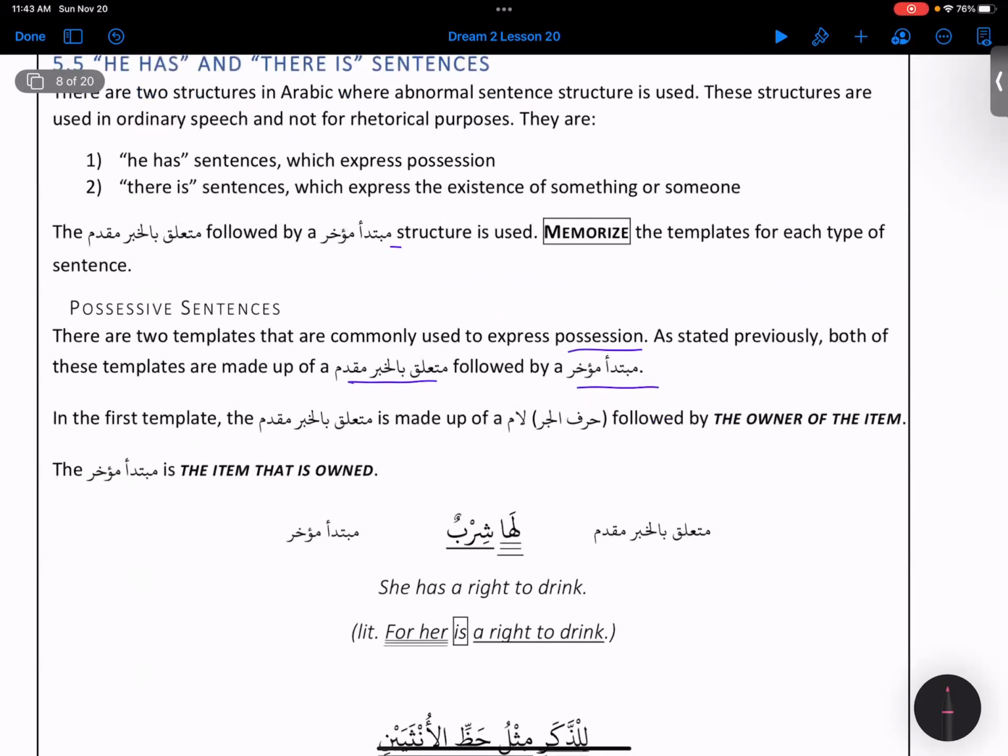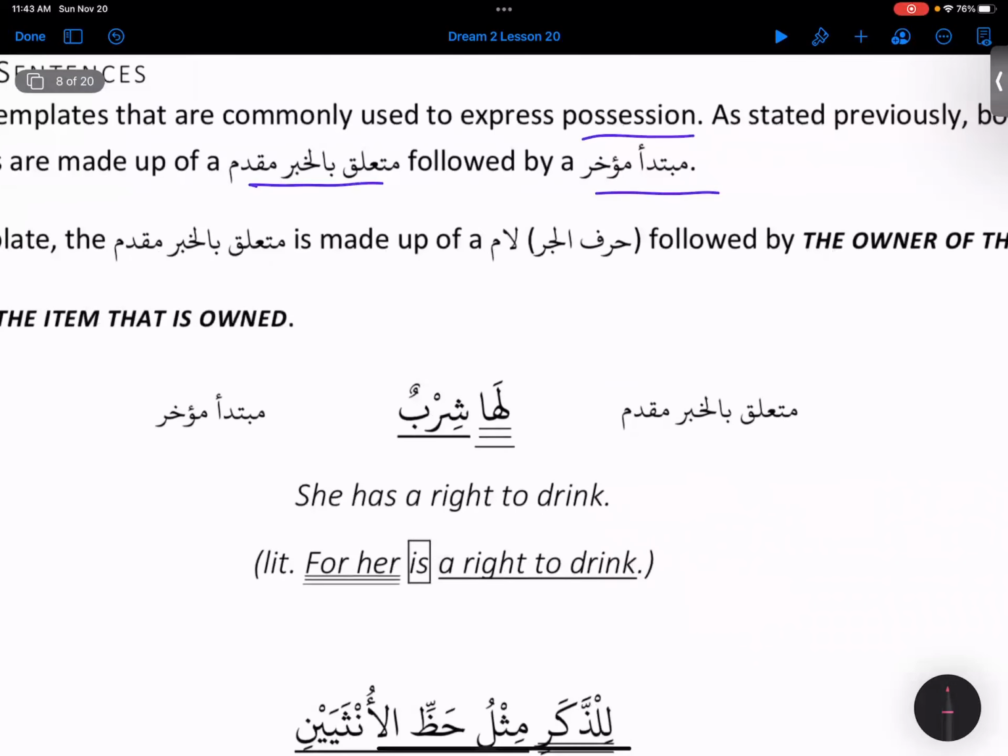So in the example over here, laha shirbun. So laha, what kind of word is laha? One word or many? How many words? Two letters attached with the attached pronoun. Yes, so lam plus attached pronoun, which is creating a jar majrur fragment, right? Okay, now, what is shirbun? Is that a fil or an ism? Ism, because there is a tanwin in there. Yes, tanwin.